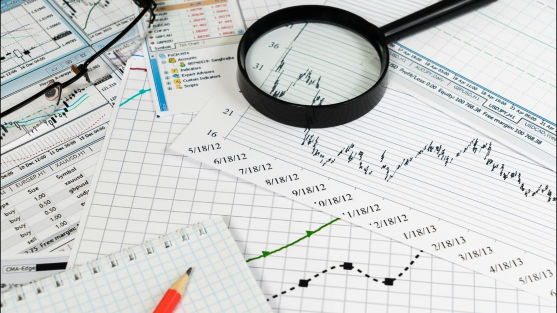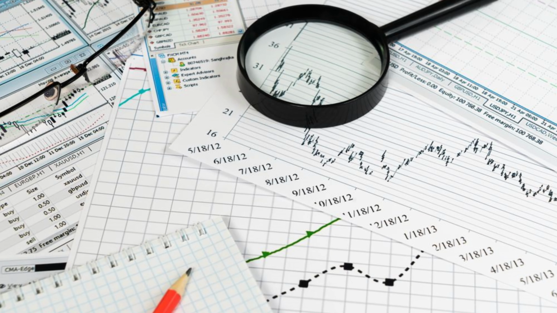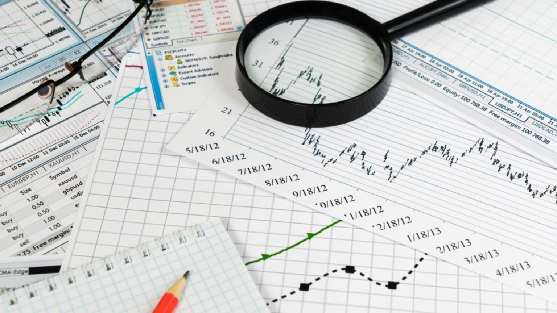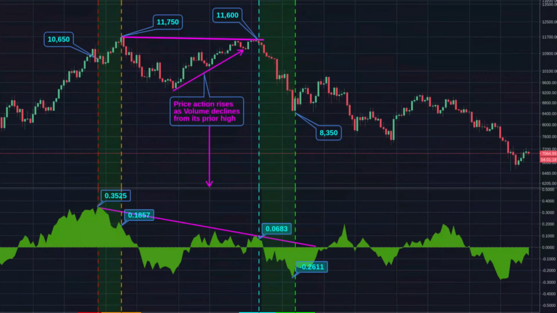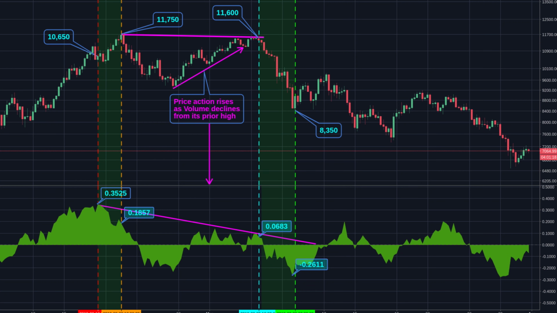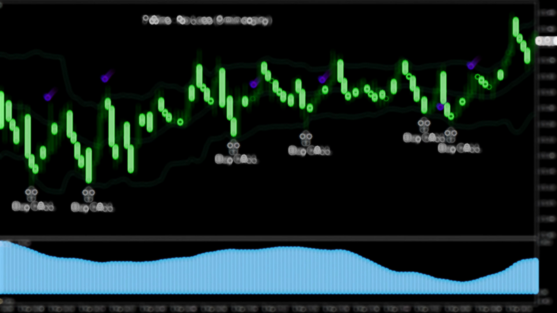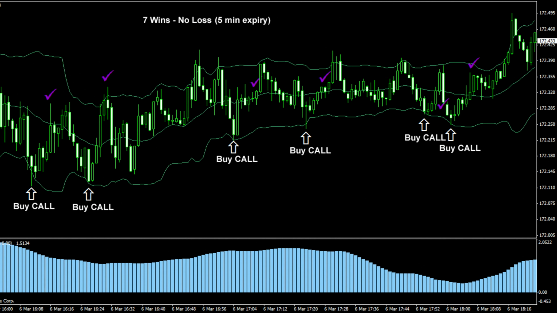Technical analysis is a method of analyzing financial markets by looking at past price and volume data. The idea behind technical analysis is that market trends, patterns, and behaviors repeat themselves over time. And by studying these patterns, traders can identify potential buying and selling opportunities.